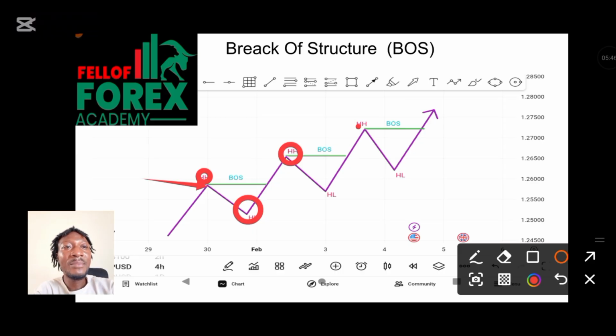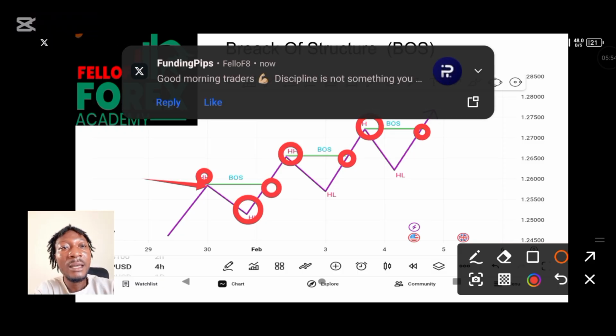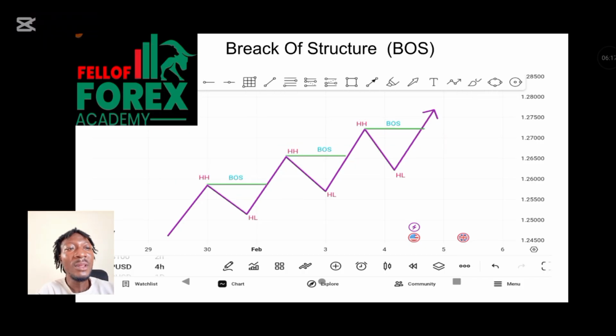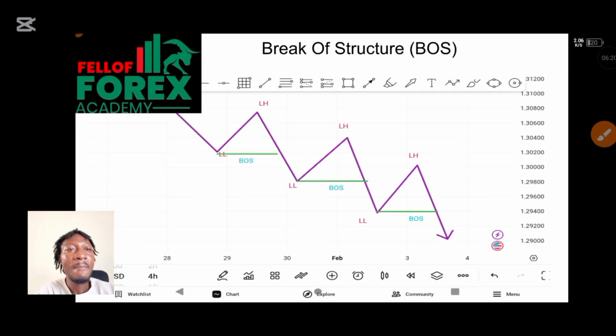You see, anytime price breaks it, it's a break of structure. So this is the actual point where we had the break of structure. Okay, those are the points where we had the break of structure. So in an uptrend, we look for buy opportunities, and what confirms the uptrend is still valid is that we see breaks of structure to the upside. Simple and simple.